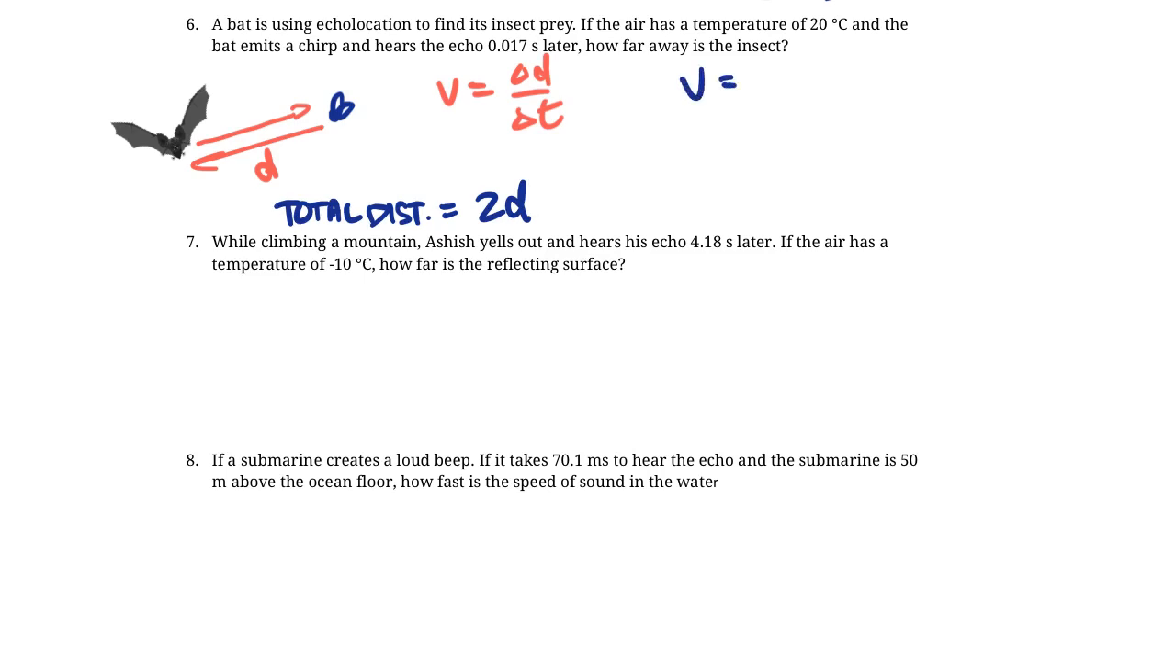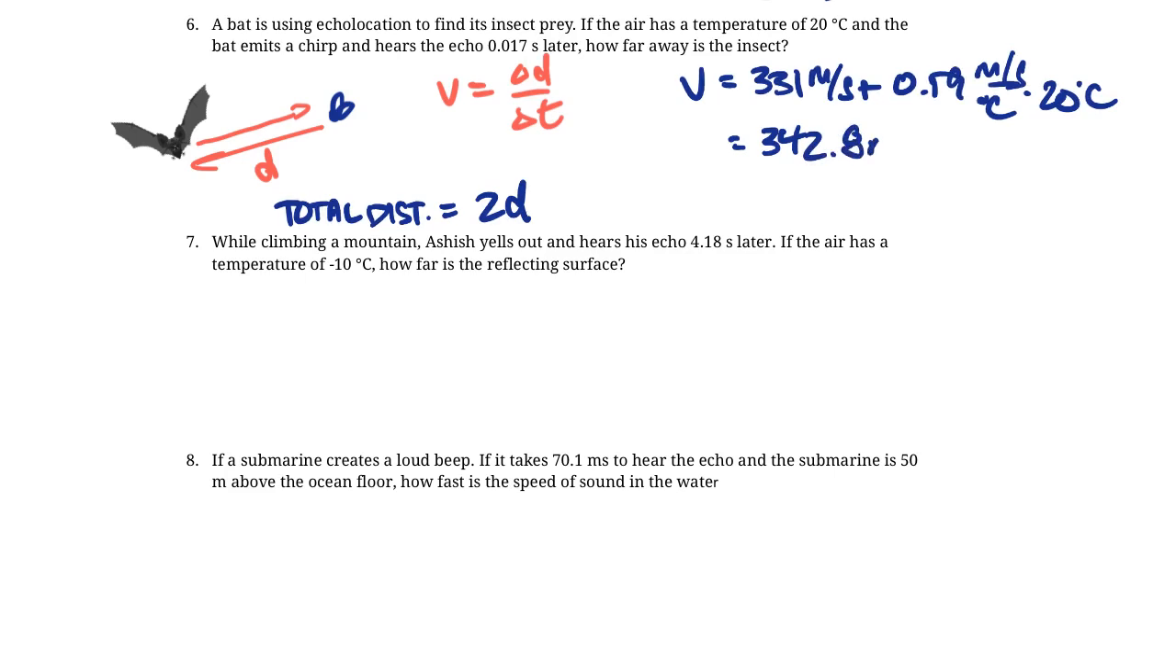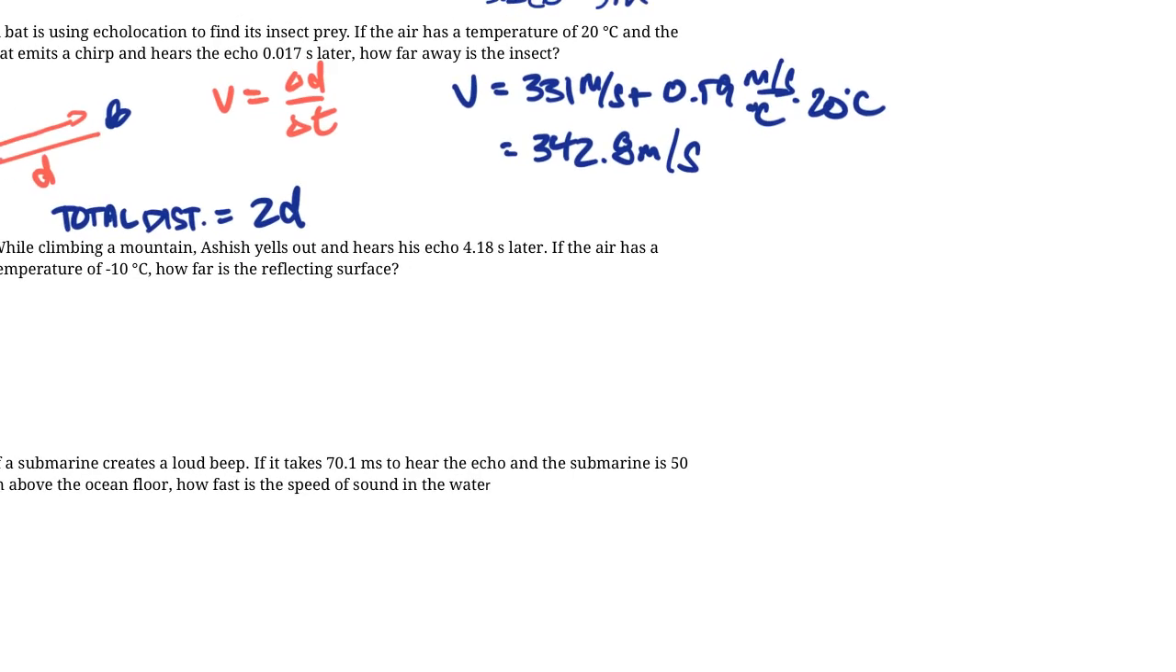Also, let's calculate the speed of sound at that temperature. So 331 meters per second plus 0.59 meters per second per degree Celsius times 20 degrees Celsius. That's going to give us a speed of sound of 331 plus 0.59 times 20, which is 342.8 meters per second. And now we can plug that into our equation. We're running out of space here. I should have given you more space. I'm just going to move this over here, 342.8 meters per second, and I'm going to erase that to give us lots more space.